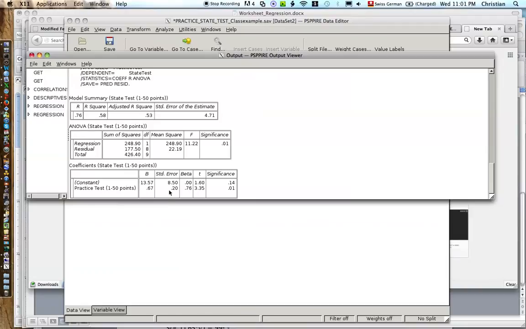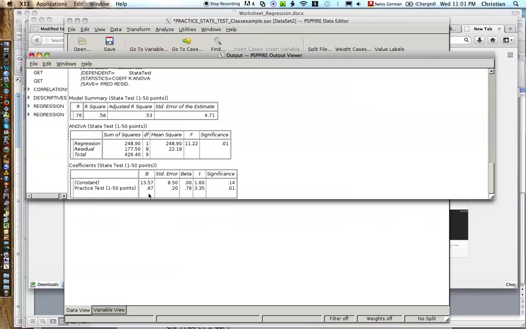And then we have the standard error associated with these two values, and based on that we're calculating a t-value. So this is 0.67 divided by 0.20 gives you the 3.35, and then for a sample size of 10 we test the significance of this. So this is highly significantly different from 0. So you would conclude that this is a significant predictor for the state test.